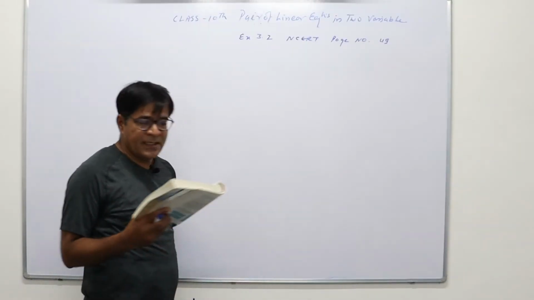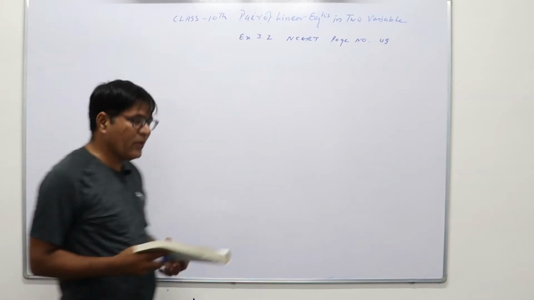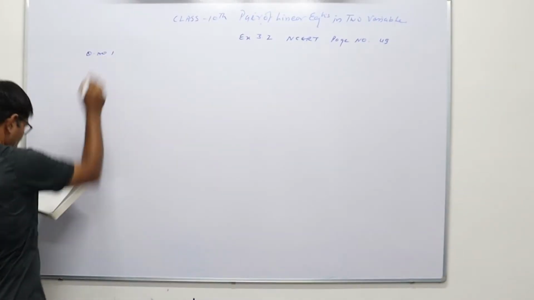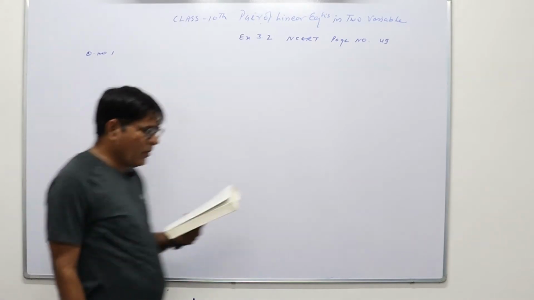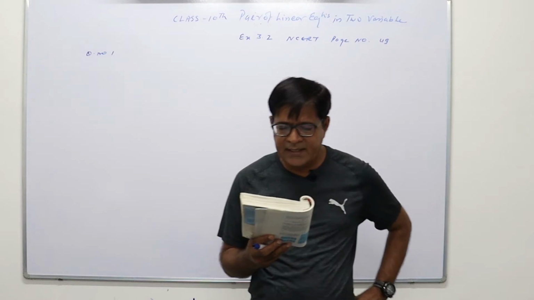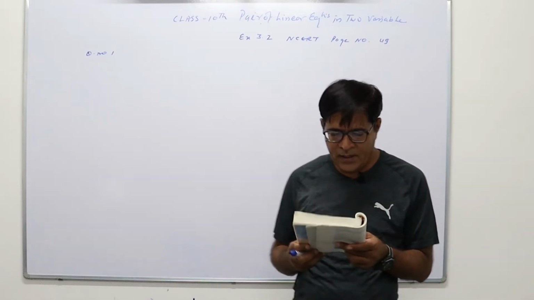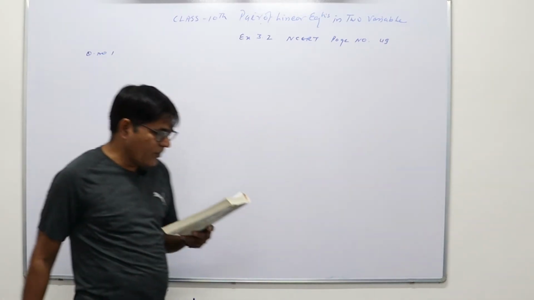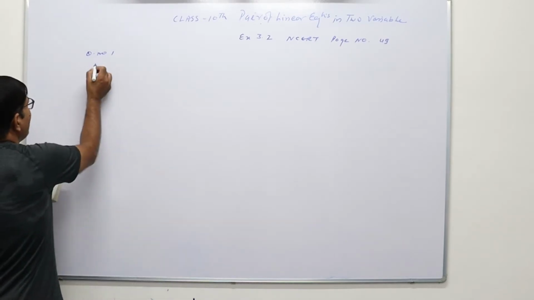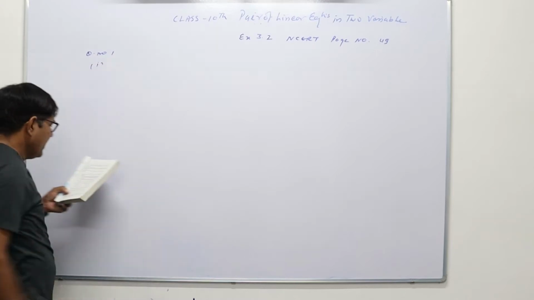Now exercise 3.2, NCERT question number first. From the pair of linear equations in the following problems, find their solution graphically. So first we have to make the linear equations. So question number first, part one.